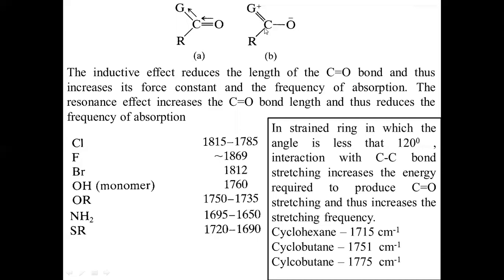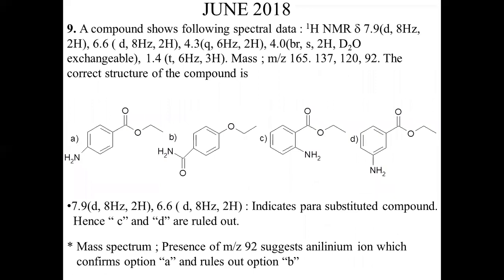But when resonance is possible, this comes over here and this goes, and the bond order decreases. So the stretching frequency decreases, and you see a decrease in the stretching value. Here, the lone pair of electrons comes in due to resonance, whereas the I effect is draining the electrons, this one is giving the electrons. That's it. Next, we'll see the June 2018 question paper.